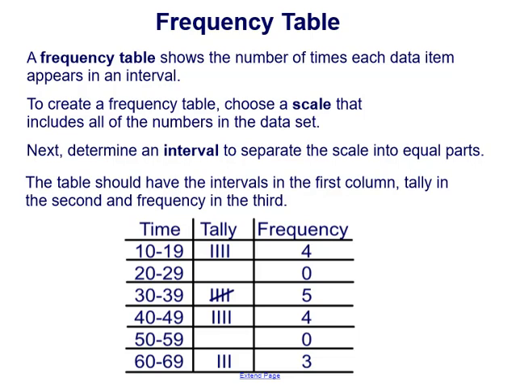And then the table should have the intervals in the first column, a tally in the second column, and the frequency, which is basically the number coming from the tally, in the third column. So here is an example of a frequency table. We can see we have intervals of 10 to 19, 20 to 29, 30 to 39, 40 to 49, 50 to 59, and 60 to 69. We then have tally marks showing the number of times that data item is appearing in that certain interval. And then we have the frequency, which is that tally marked as a number.